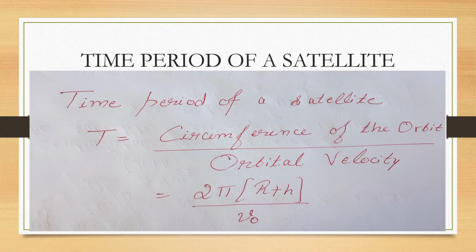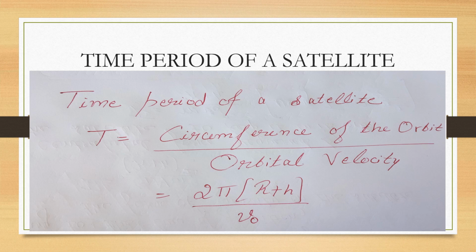So the next topic is time period of satellite. It means the time taken by a satellite to complete one revolution around the Earth. So it means the time taken by a satellite to revolve around the circumference of the orbit with its orbital velocity. So the formula for the time period of a satellite is equal to the circumference of the orbit divided by orbital velocity.